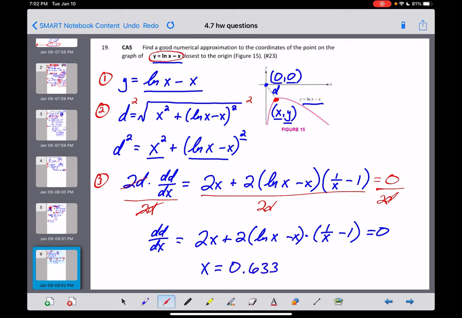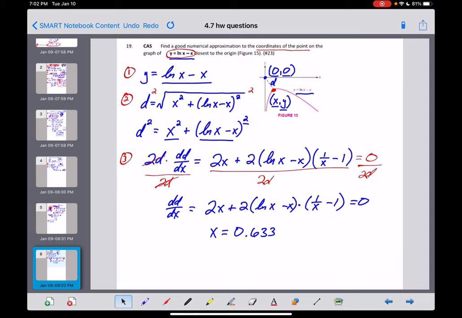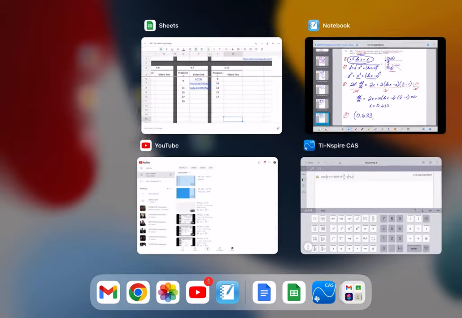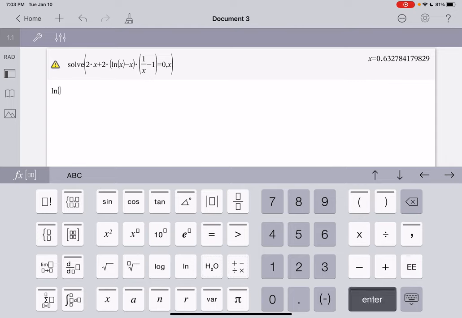And just a little reminder, guys, answer the question. Find a good numerical approximation to the coordinates of the point on that curve. So we have found the x coordinate of that point. I'll go ahead and start the ordered pair: 0.633, comma. And now we're going to go right back to natural log of x minus x to figure out what that y coordinate is going to be. So we're going to type in the natural log of the answer, that'd be natural log of x, and then minus the answer itself, natural log of x minus x.